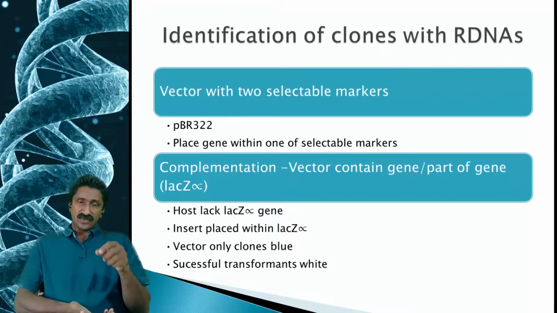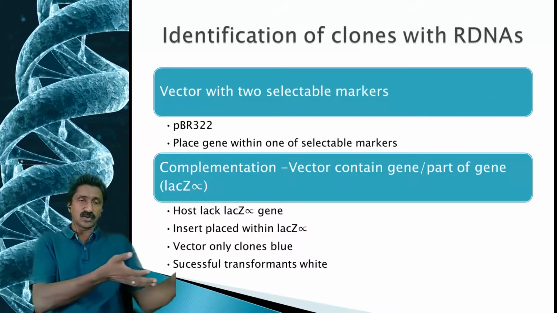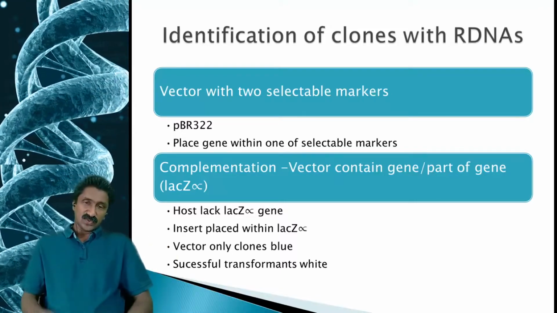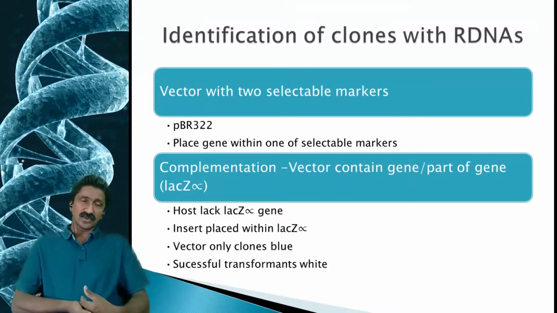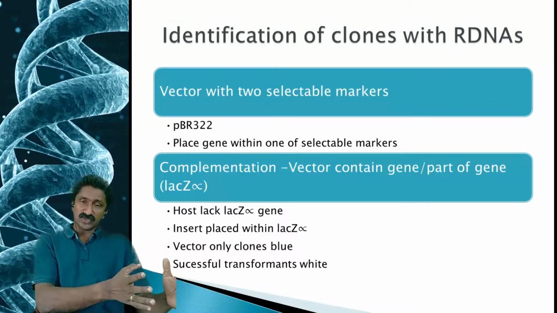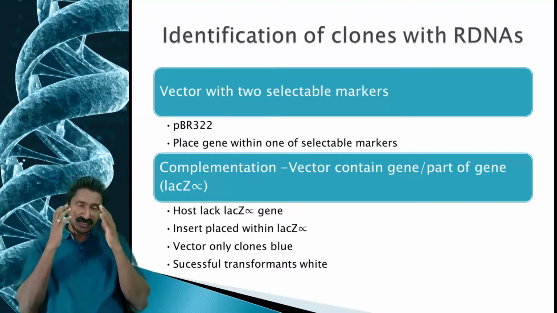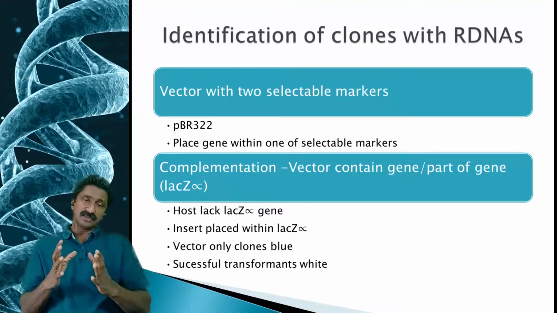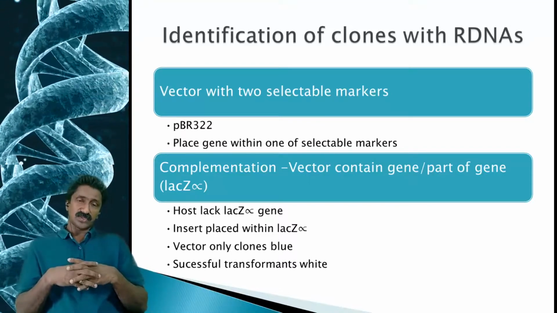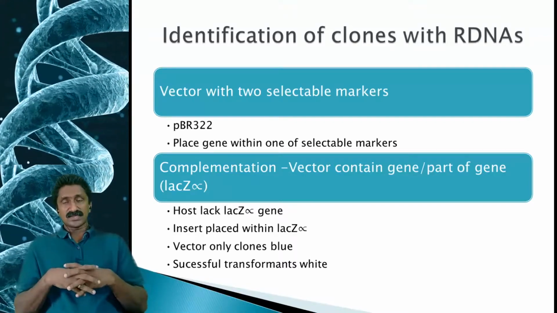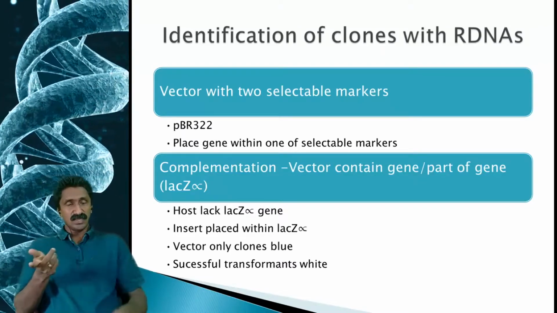So the vector which is carrying the rDNA will have a non-functional lacZ gene, so it cannot complement the host cell. If the vector carrying only the lacZ alpha gene enters the host cell, then it can complement the production of lacZ alpha. Whereas if that lacZ alpha is interrupted by the new DNA insert, then it will no longer be able to complement the production of lacZ synthesis. So in this case, vector-only clones will be blue and successful transformants will be white.